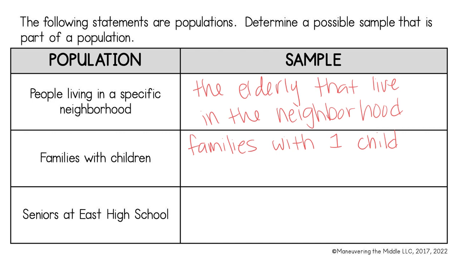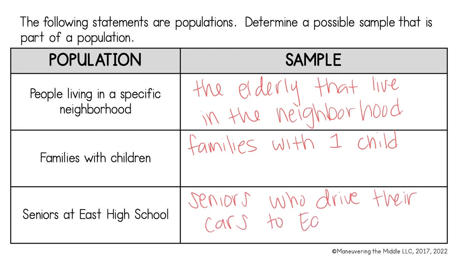The next one is seniors at East High School. That is our population. So to be more specific, to give us our sample, it can be seniors who drive their cars to East High School. So notice it's still talking about that same group, it's just making it smaller. The only people that can be in our sample are people that are also in that population. It can't be anyone else.